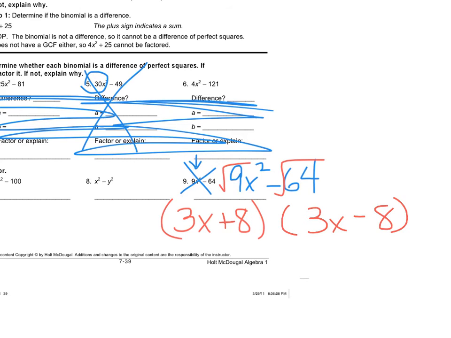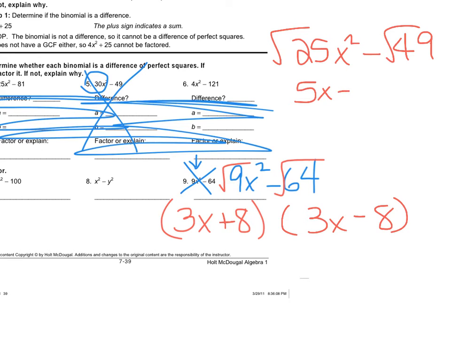Everybody good on those? I'll show you another one. Let me just make up a random problem. Let's say it's 25x squared minus 49. So for this one, you would square root them and get 5x minus 7 and 5x plus 7.